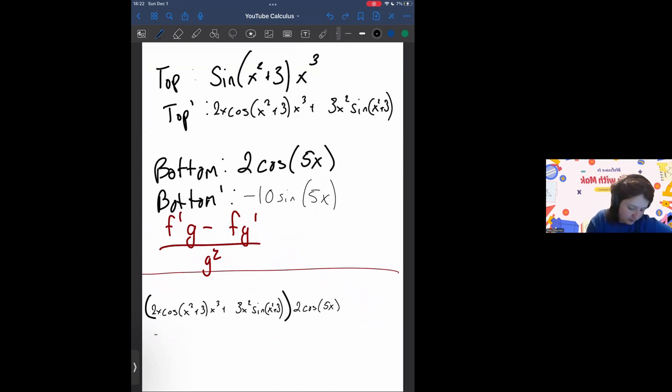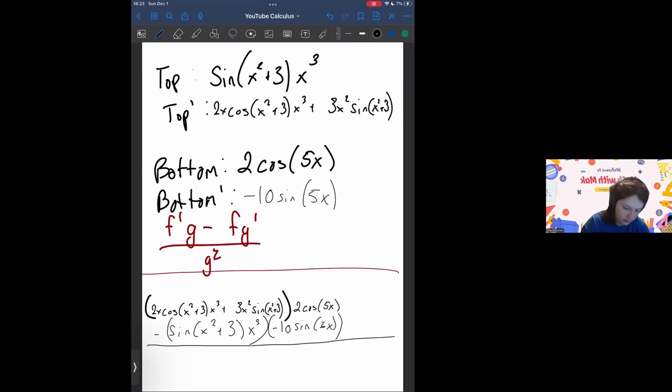So we'll subtract it here and do sine of x squared plus 3 times x cubed. Don't forget your parentheses when you multiply by g prime, which is negative 10 sine of 5x. And I'm adding parentheses here to make it more clear. And then all of that is divided by 2 cosine of 5x, squared. See, it really wasn't all that different from all the little ones, right? It's just one big one, all the little ones put together.